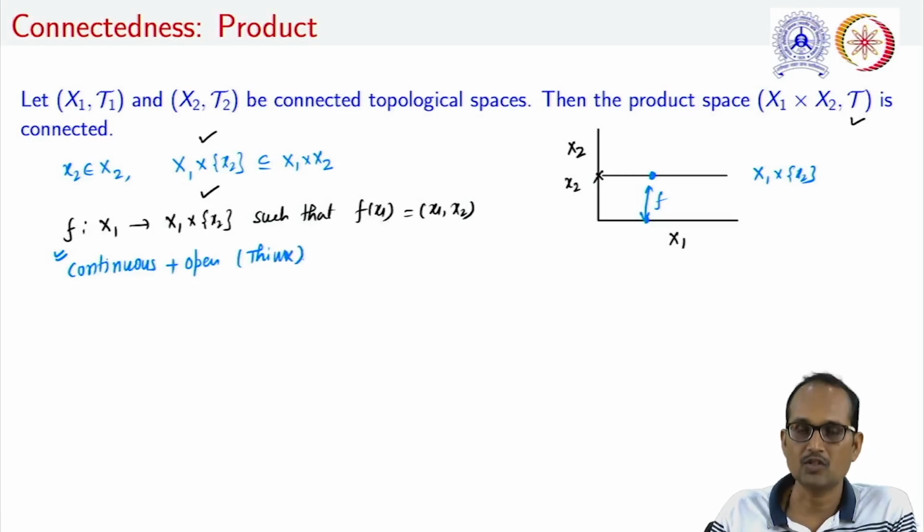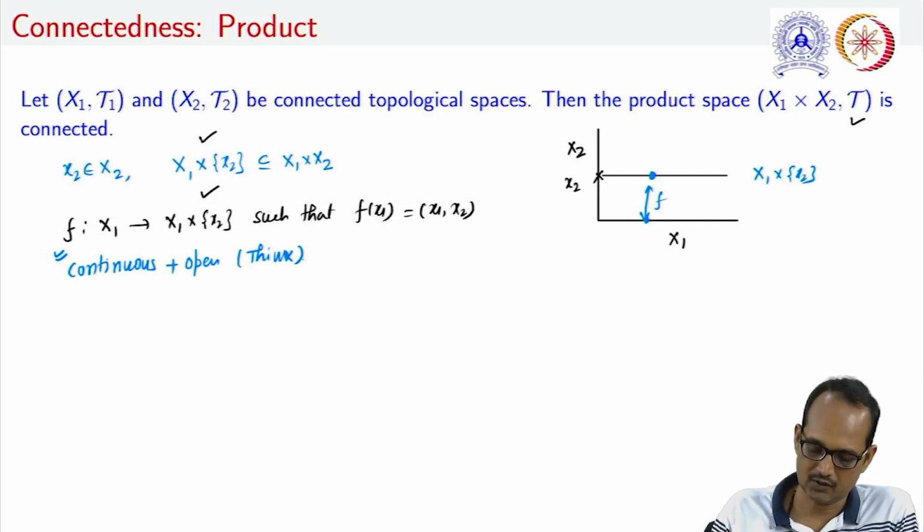And if this is bijective, continuous and open, we can conclude that this space, which is a subspace of x1 cross x2, is homeomorphic to the topological space x1 tau 1, or let us write only x1.